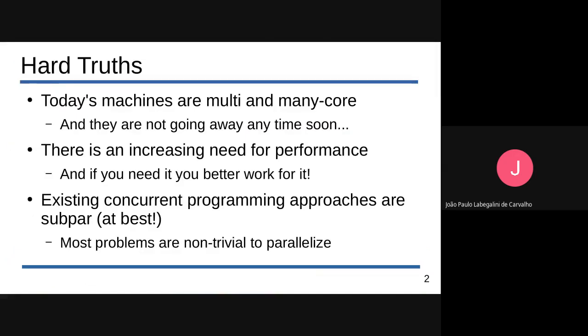Before I dive into the details of the paper, we first need to recognize some hard truths about parallel programming. The first one is about the machines we have today, and most of them, if not all of them, are multi-core or many-core machines. And that's not going to change anytime soon because in day-to-day activities, we need performance. And because performance is not easy to extract on those machines, we need to work really hard to extract performance and to actually have parallelism.